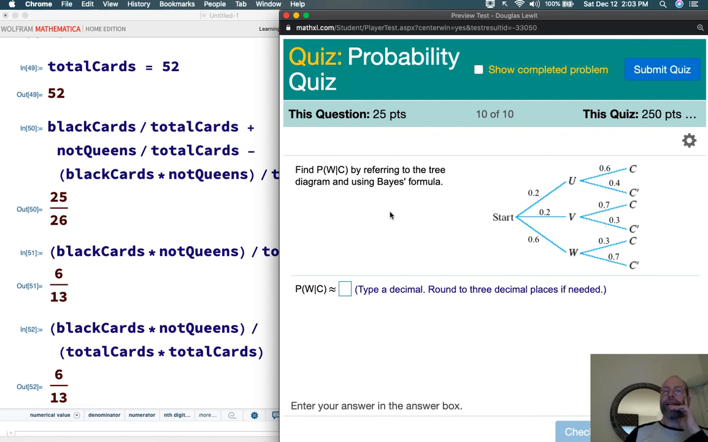Okay, so find the probability of event W given event C by referring to the tree diagram and using Bayes' formula. The probability of W given C. So we're going to use Bayes' formula. Here, hold on one second.